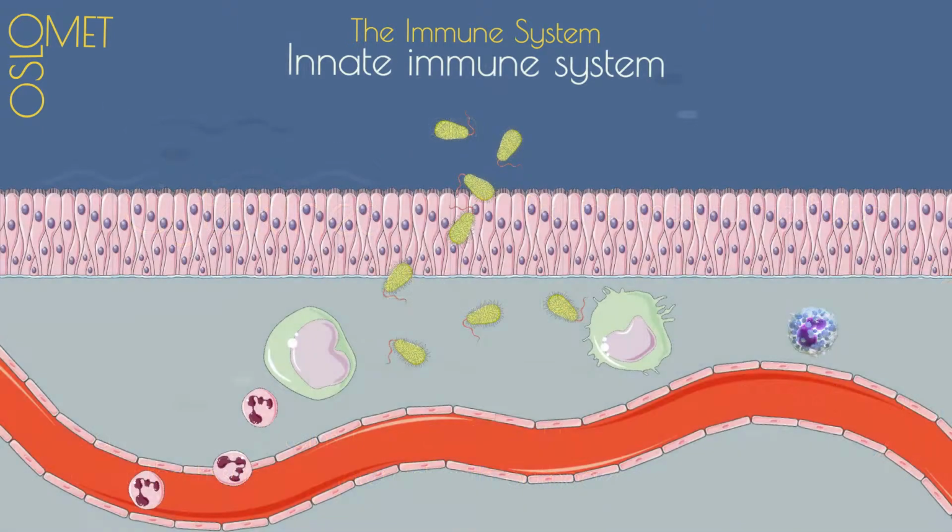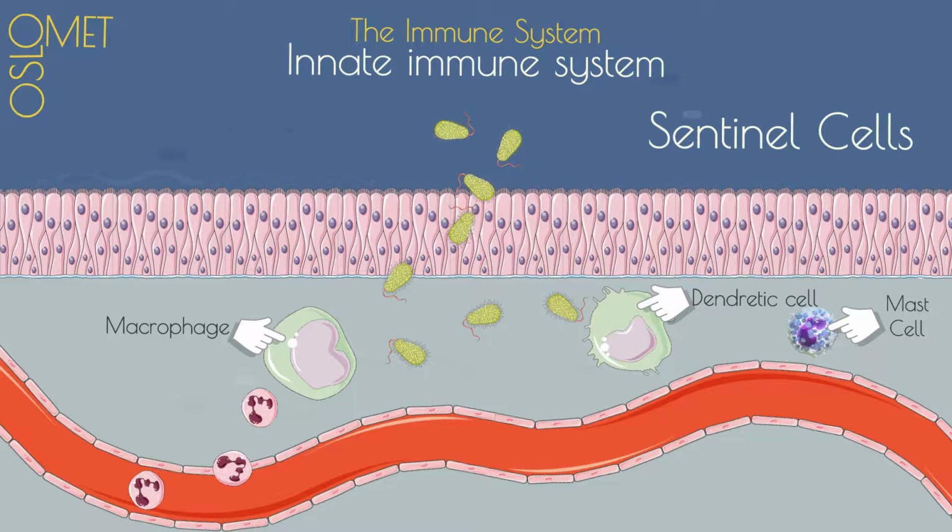Okay, let's review the innate response in case of a bacterial invasion. Macrophages, dendritic cells and mast cells, which are always present in the tissues, are known as sentinel cells. Macrophages ingest and kill pathogens, and also eat the dead cells. When sentinel cells recognize PAMPs, they release pro-inflammatory mediators.